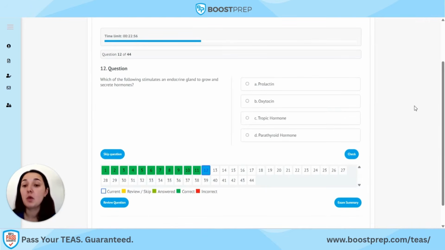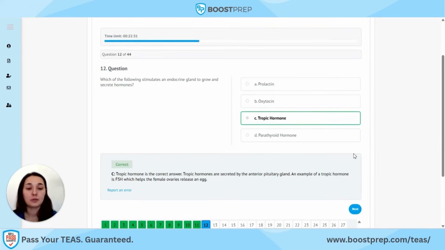Question 12. Which of the following stimulates an endocrine gland to grow and secrete hormones? A. Prolactin. B. Oxytocin. C. Tropic hormone. D. Parathyroid hormone. The answer is C. Tropic hormone. Tropic hormones are secreted by the anterior pituitary gland. An example of a tropic hormone is FSH, which helps the female ovaries release an egg.